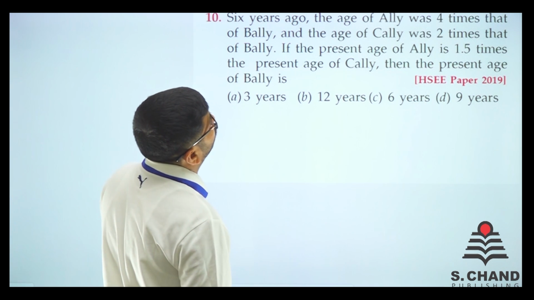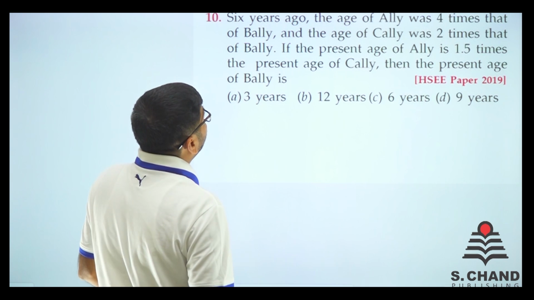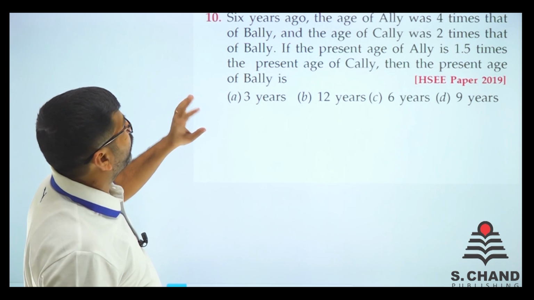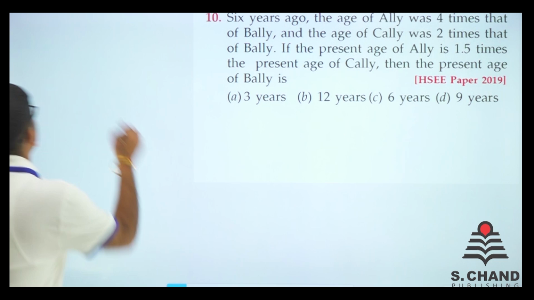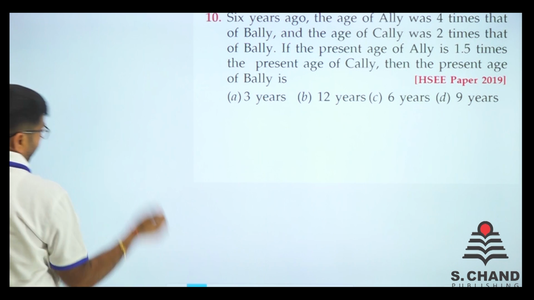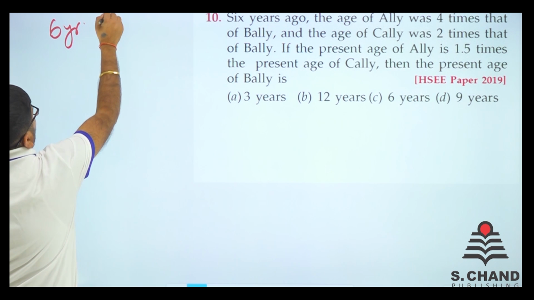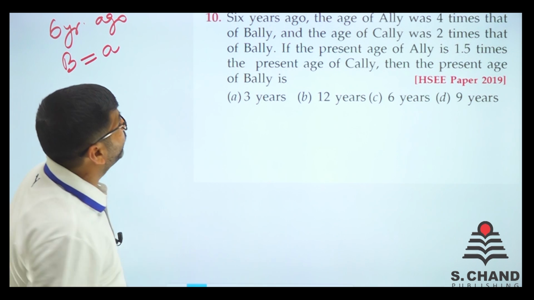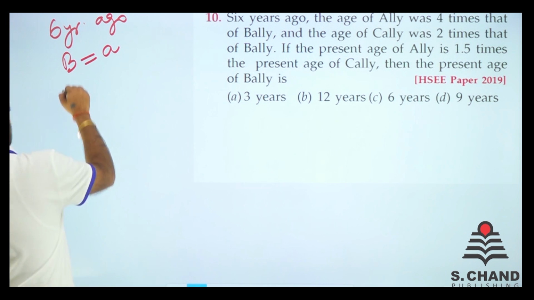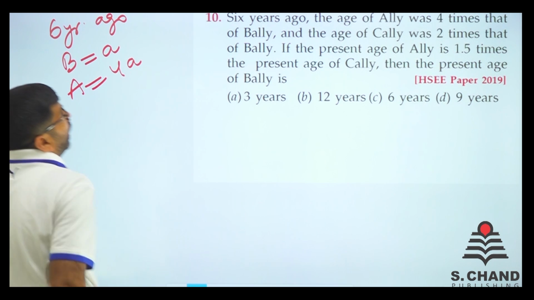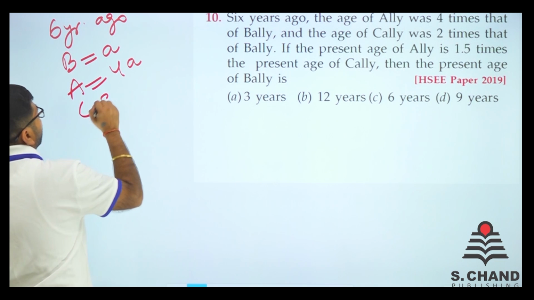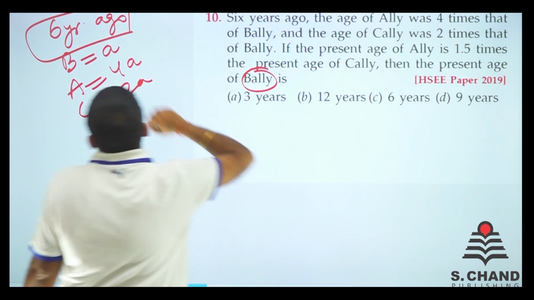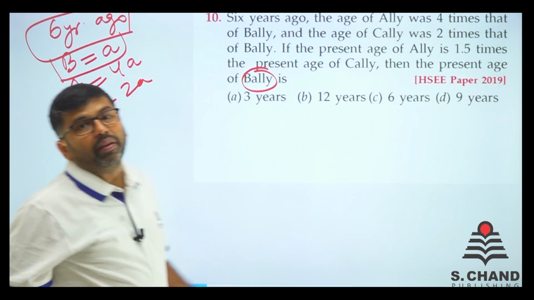6 years ago, the age of Ali was 4 times that of Bali, and the age of Cali was 2 times that of Bali, right? So, what I do is, if everything is in terms of Bali, 6 years ago, if Bali is A, say for example A or X or whatever you consider, then Ali will be 4A and Cali will be 2A, right? It is just 6 years ago. Because we have to find the age of Bali, we consider Bali as A. So, if we find A, we will get the answer.